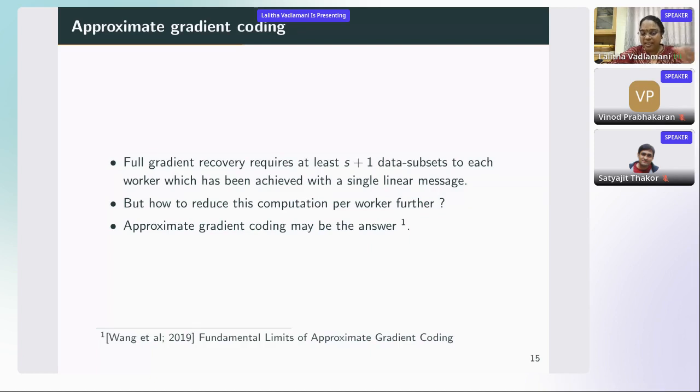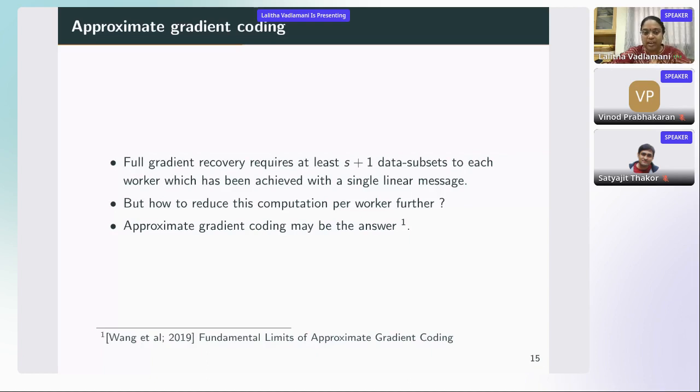So in the approximate gradient coding, that requirement is relaxed, and relaxed in different ways. And relaxed for good because we are going to reduce the computation per worker. That is the main motivation, making sure that the performance is not affected that much. So we have to keep both things in mind.